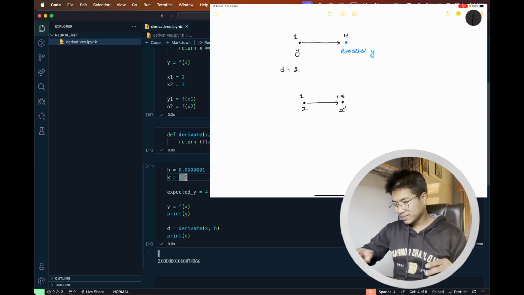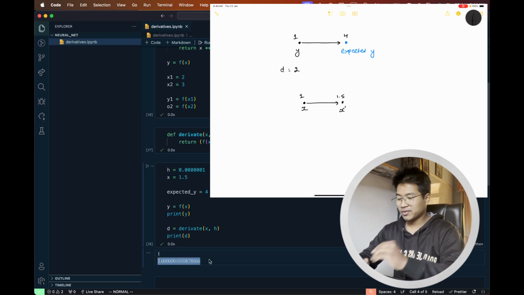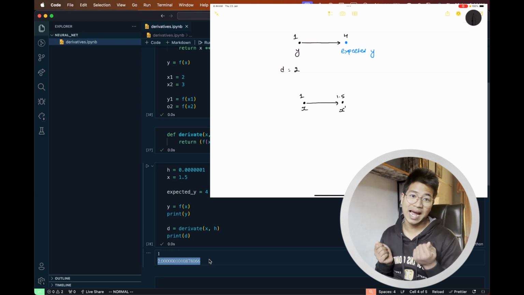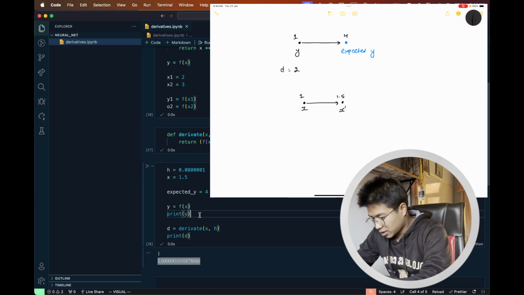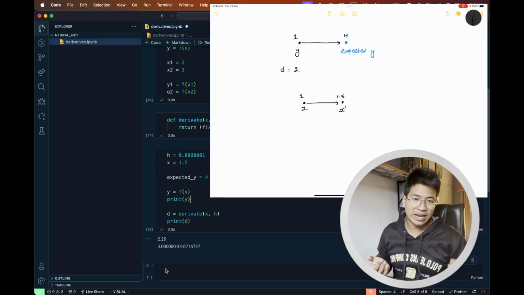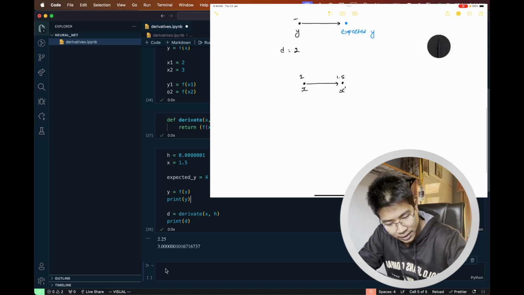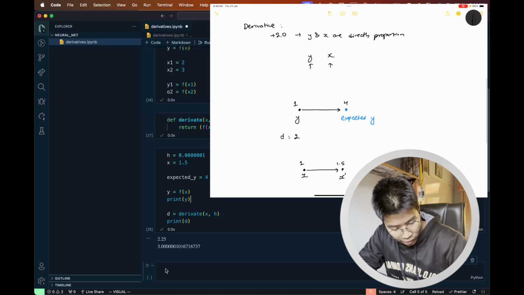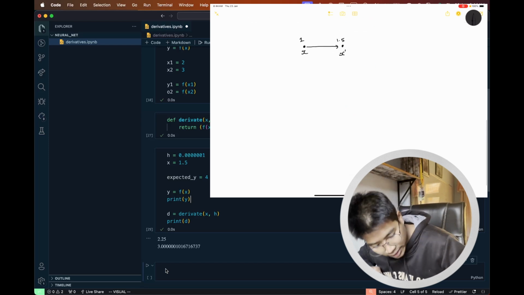Okay, what does my derivative tell me? My derivative tells me that because I have increased my x, I should see an increase in my y value as well. So let's compute that. I computed, and my y value turns out to be 2.25. Instead of looking at y in a horizontal way, I think it's better to look at it in a vertical way.